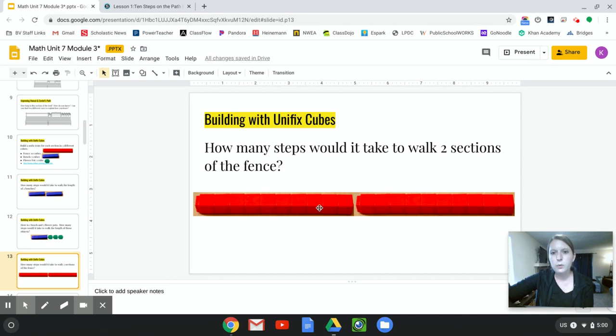Okay, now we have 2 fences. Now we actually saw 2 fences in that picture, if you remember. So a fence is 10 and another fence is 10. How many steps would this be altogether? 10 plus 10 equals 20. Good job. And if you need to, you can actually count the cubes on this picture to help you.